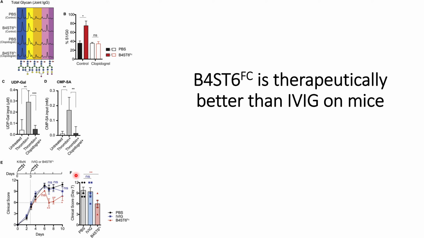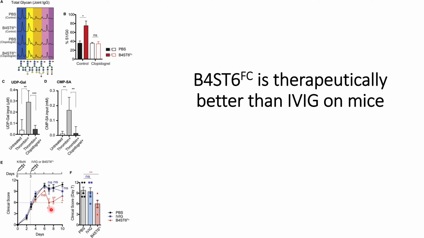And thereafter they want to check the therapeutic impact, and for this they use the mice model, in which they induce the disease that will cause an autoimmune response, and thereafter they use IVIG and B4ST6 drugs. And what they have found out is that on day 3, when they used both IVIG and B4ST6 drugs, the IVIG could not suppress the autoimmune response, and its response is in line with the PBS, whereas when they use B4ST6, they can see suppression of the autoimmune response on day 7, that can be seen here.